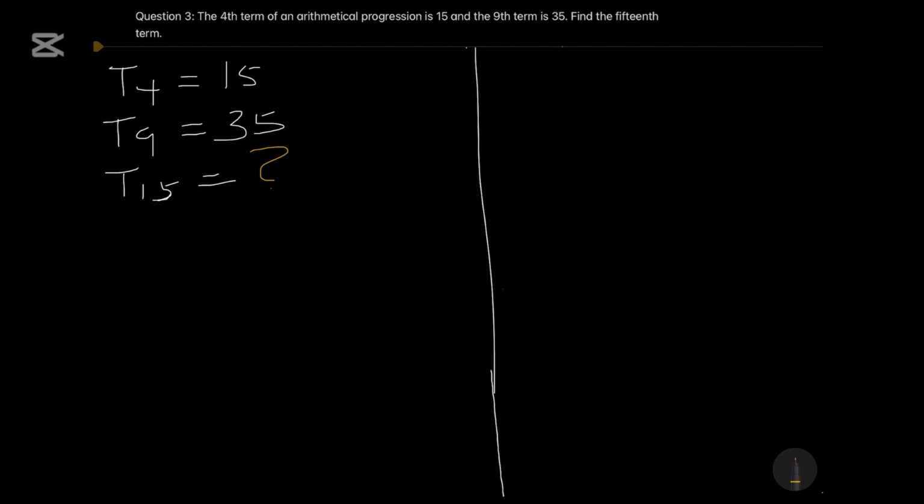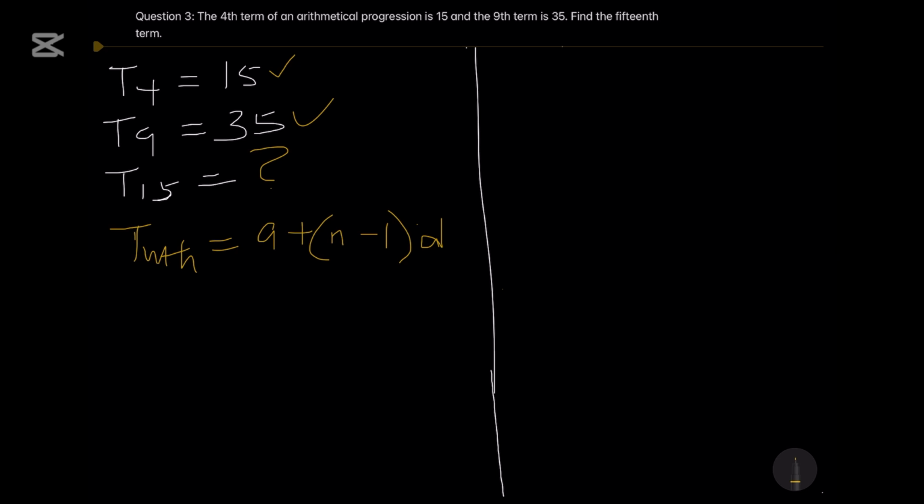So we have two statements. It says the fourth term is 15 and then the ninth term is 35. The first thing, we already know to calculate the nth term of any AP, the formula says Tn is equal to A plus (n minus 1) multiplied by D. That's what the formula says.